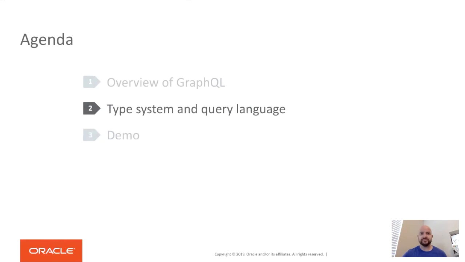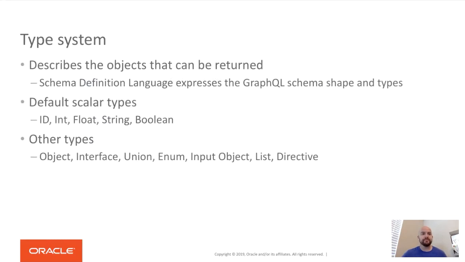All right, let's dive into the type system and query language. So the type system basically allows you to describe the types of objects that are going to be in your API. So employees and departments, for example. There is a schema definition language that you can use to define how that schema shape and the types will work. And it's comprised of a number of scalar types at the bottom end. So ID, int, float, string, and Boolean are your basic types. And there are other more complex types like object, interface, and so on. But we won't be getting into those. But like SQL, the basics are simple, but there's definitely enough to keep you busy there for quite a while as you're learning GraphQL.